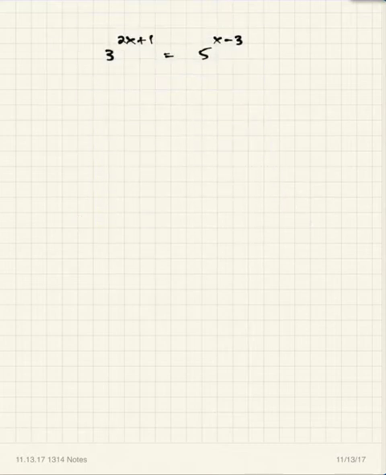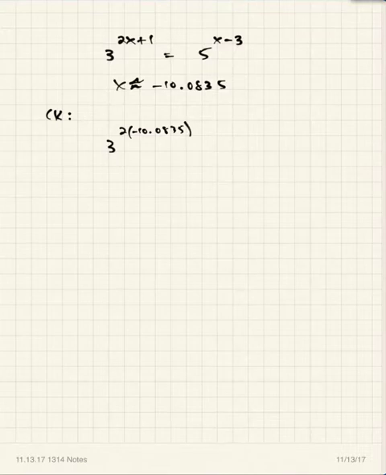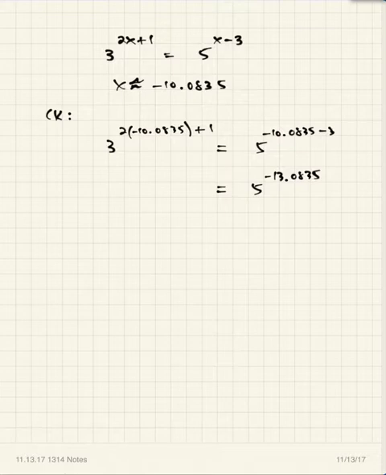So here's my equation, and we got x equals negative 10.0835, right? That's our approximate solution. So if I'm going to check that, I get 3 to the 2 times negative 10.0835 plus 1 equals 5 to the negative 10.0835 minus 3, like that. Now on the right side, that's just 5 to the negative 13.0835 power, because I'm subtracting 3 from that negative 10 there.